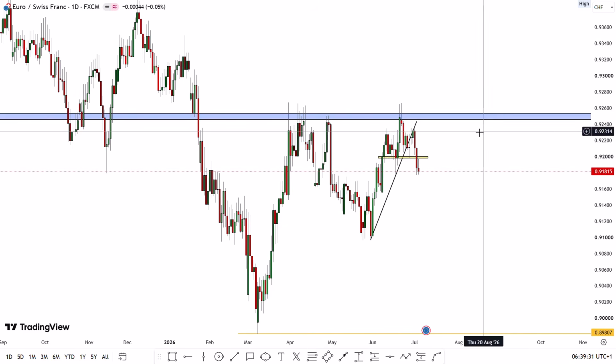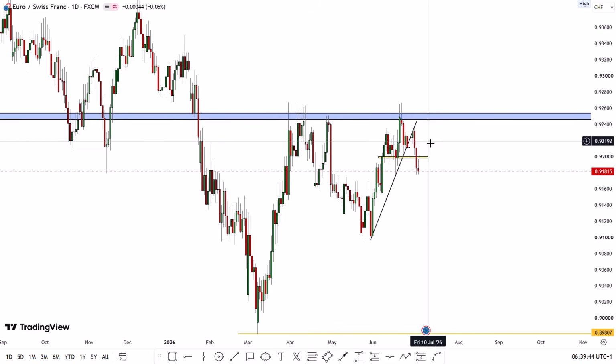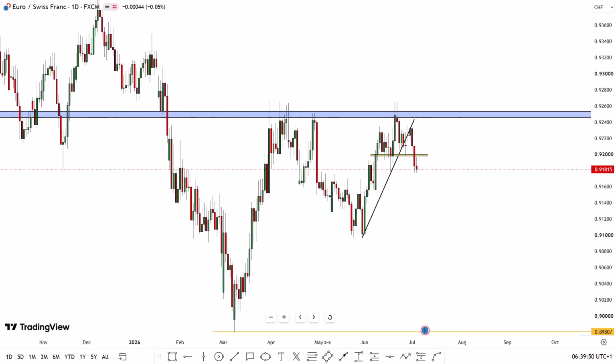Guys, I am so sorry. So last week, last week EURCHF was trading around this zone, right? Sorry guys, I keep calling the wrong instrument. And it was very, very simple.